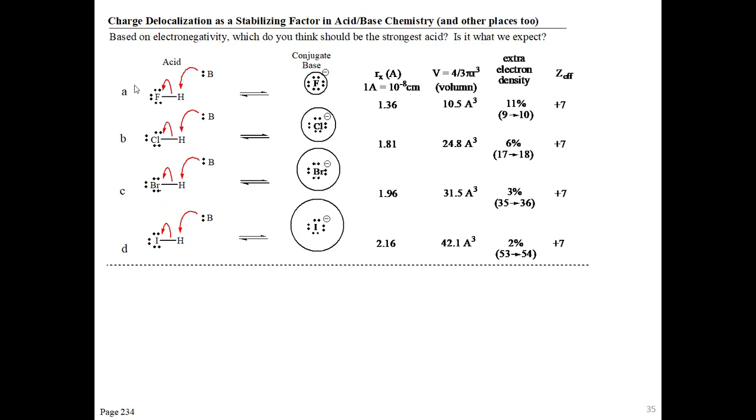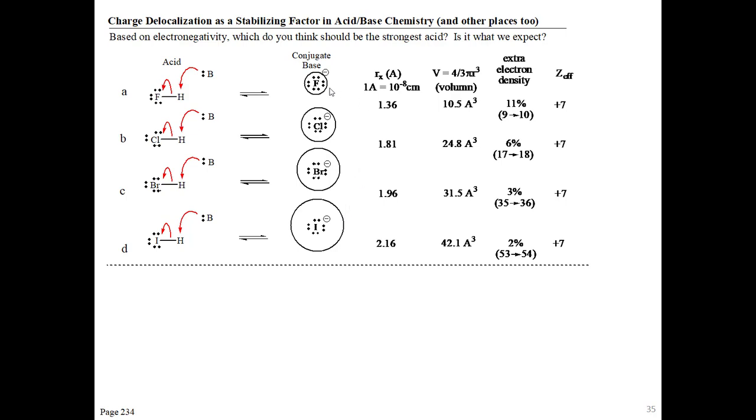Now initially, most people guess that HF will be the strongest acid, because F is the most electronegative, and they think, oh, most electronegative should carry the minus the best. But that argument fails here. First off, the Z effective is the same for all of these. These are all +7 Z effective. They're in the family of the halogens. What changes as we go down the line is their size.